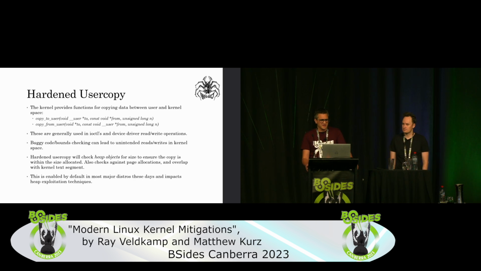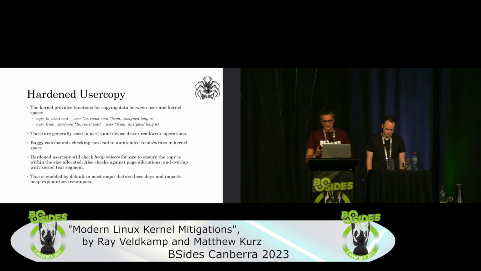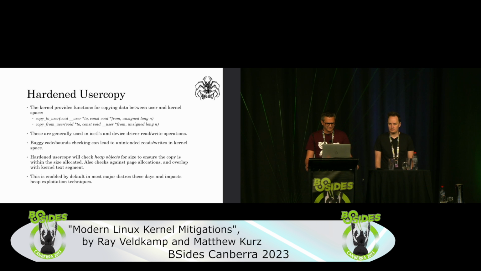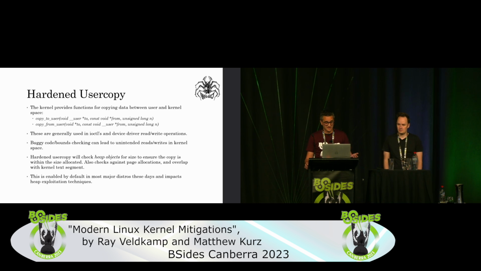So hardened usercopy. If you were at Russell's talk yesterday, he mentioned copy_to_user and copy_from_user. These are the main functions the kernel provides for getting data into the kernel from user space and reading data back out from the kernel to user space. They're generally used a lot in ioctls and device driver read-write operations. So there's a big history of buggy code and bounds checking, which can lead to unintended reads of too much data, or even writes which enable attackers to corrupt sensitive information in the kernel.